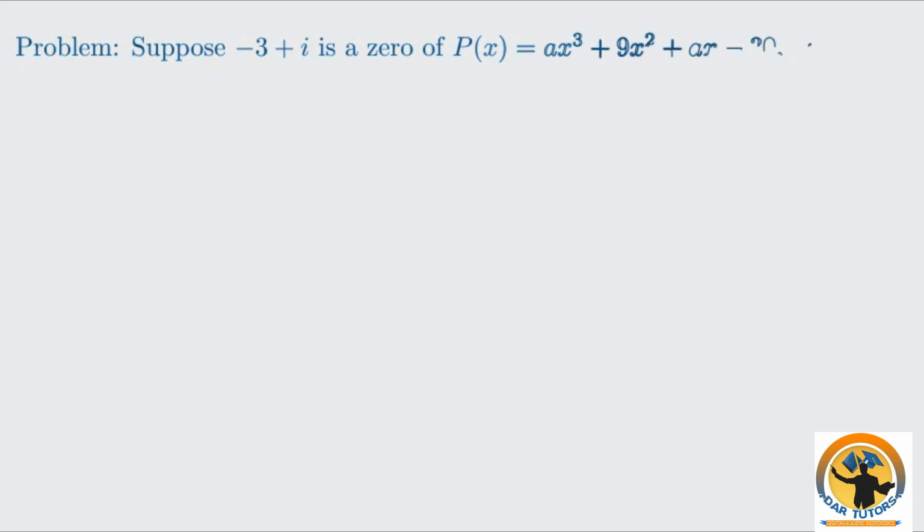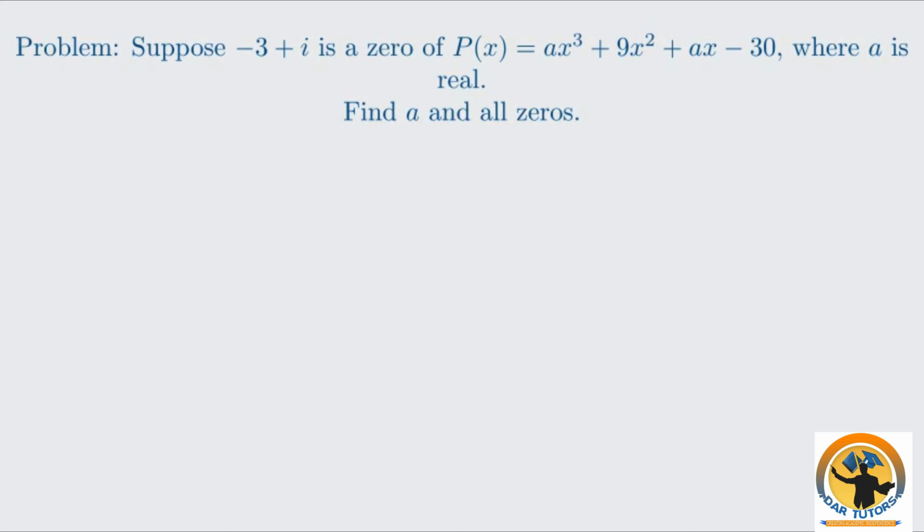Let's apply the conjugate root theorem to a problem. This example involves a cubic polynomial with an unknown coefficient. Suppose negative 3 plus i is a zero of the polynomial p of x equals ax cubed plus 9x squared plus ax minus 30, where a is a real number. We need to find the value of a and then find all the zeros of the cubic.